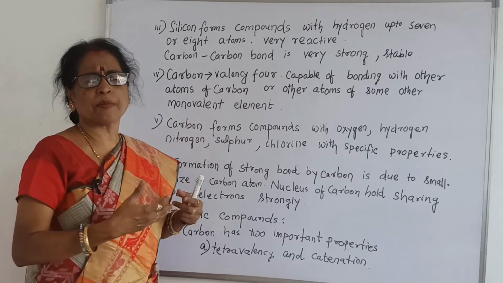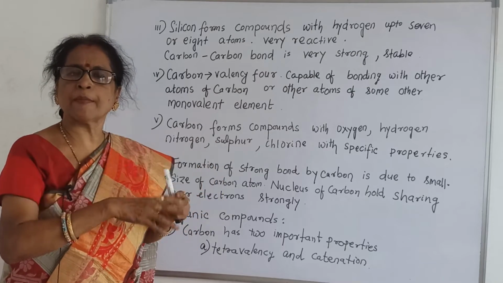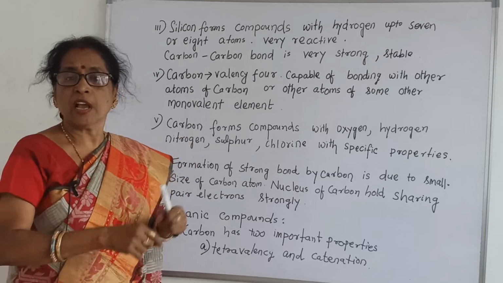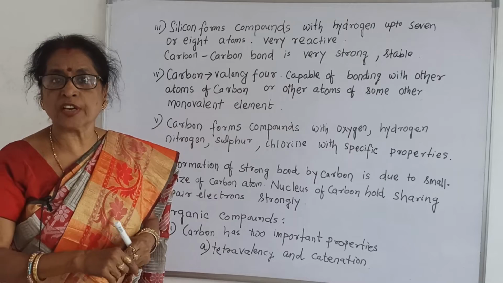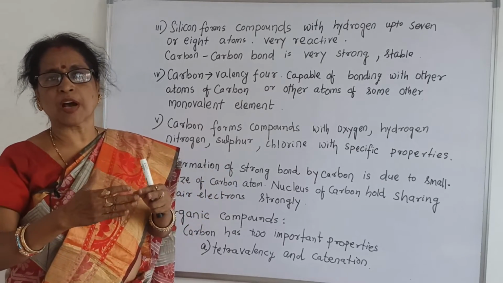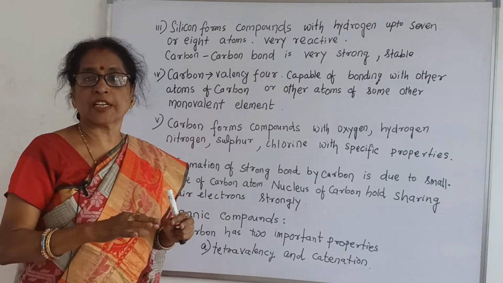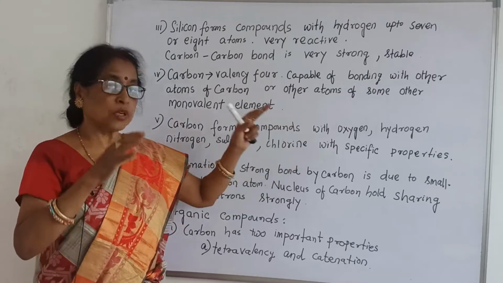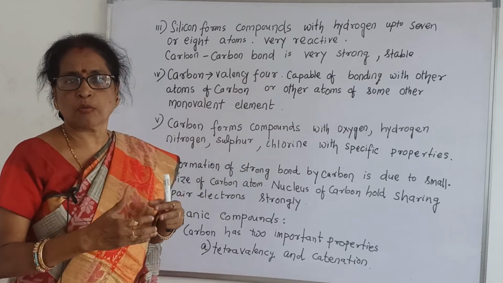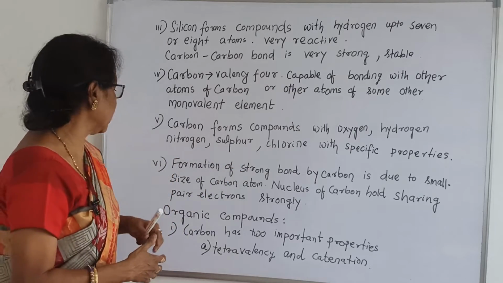So many types of compounds may be formed, each with specific properties. The property of an amine is different from a haloalkane. In a haloalkane, a halogen is joined; in an amine, nitrogen is joined. The properties of the two are totally different. That is why it is called specific property, when carbon forms compounds with different types of elements.